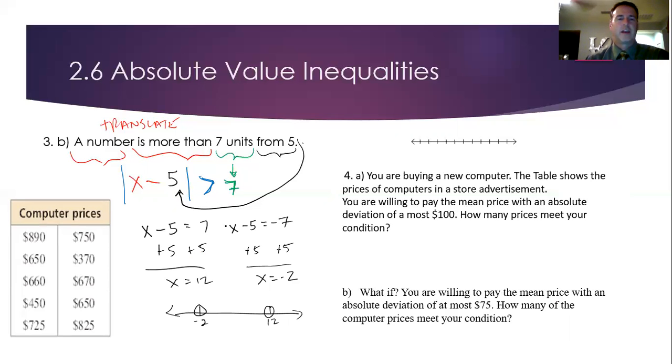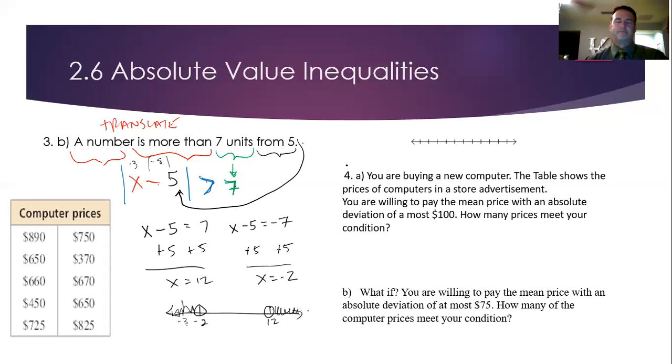I don't know if you can see that, but it is a greater than sign, so you will shade to the outsides. What it means is that any point that's greater than 12 or less than -2 that you plug in here will work. Perhaps you should try -3. For example, -3 minus 5 is -8. And you're like, that's not bigger than 7, but when you take the absolute value of it, it is.